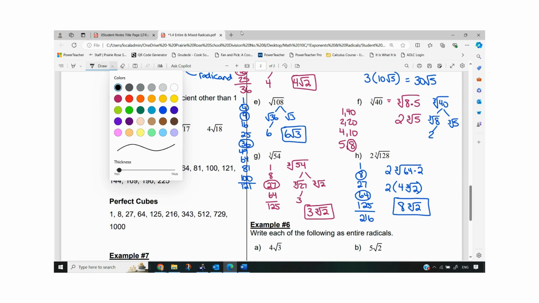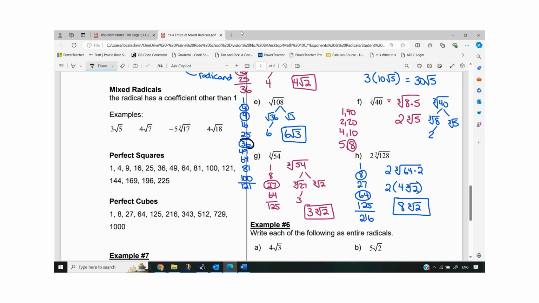Here we have root 108. When I made my list, I had quite a few numbers in there that were perfect squares that went into 108, but when I'm working backwards, the biggest one is 36. So the square root of 108 can be broken down to the square root of 36 times the square root of 3. Square root of 36 is 6, and then root 3 can't be broken down, so I'm left with 6 root 3.